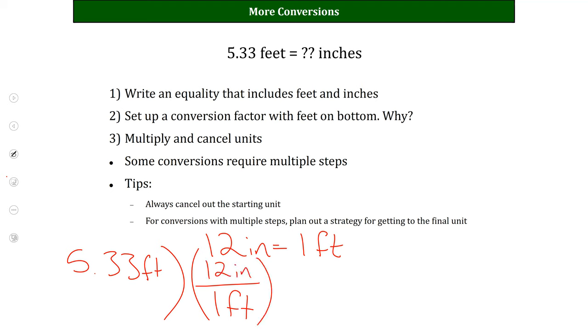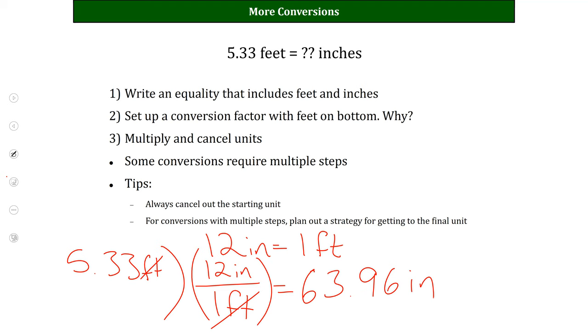And then just multiply across, right? Feet cancels feet. You're left in inches. So multiplying across is feet. If you wind up with a number on the bottom, then that just means you're dividing by that number, right? So 5.33 feet, feet cancels out. We just get 5.33 times 12 equals, what's the calculator answer? 63.96 inches.